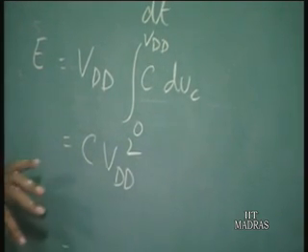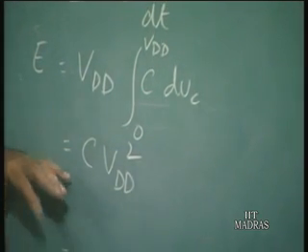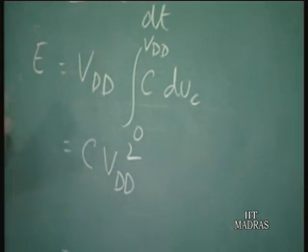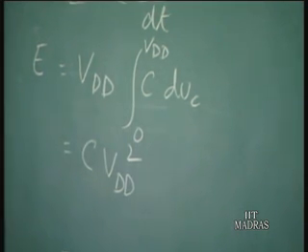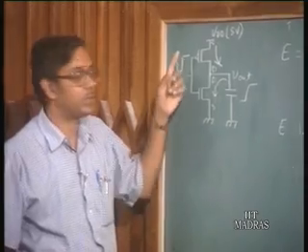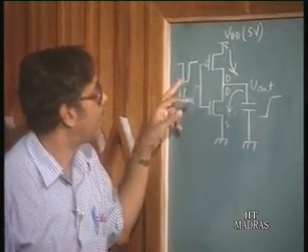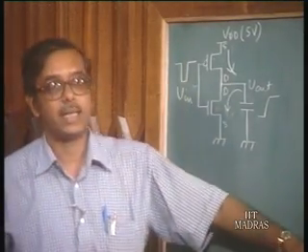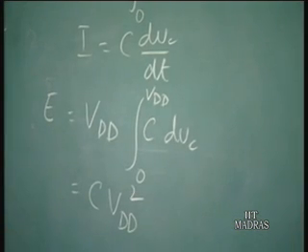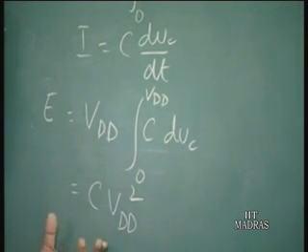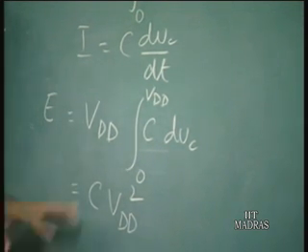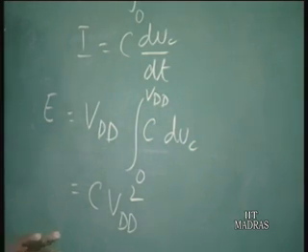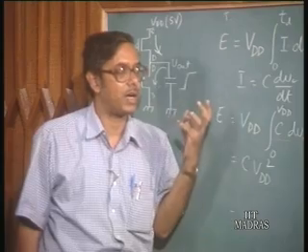So this is the energy transferred from the power supply during each switching, during each cycle, if the input is changing. So during each cycle, the energy transferred from the power supply is C VDD squared. Now if you have an input square wave, a clock, and the frequency of that input is f.